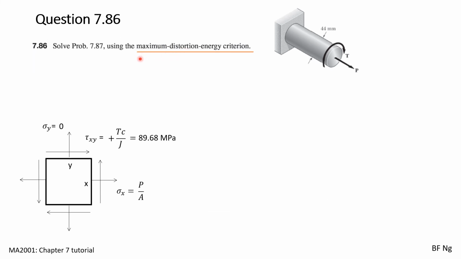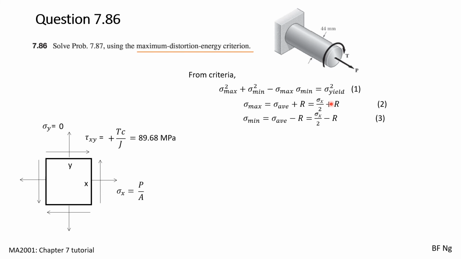The next part of the question requires us to solve the same question using the maximum distortion energy criteria. The maximum distortion energy criteria is what we have seen in the notes. In this equation, we have sigma max, sigma min, as well as the sigma u.